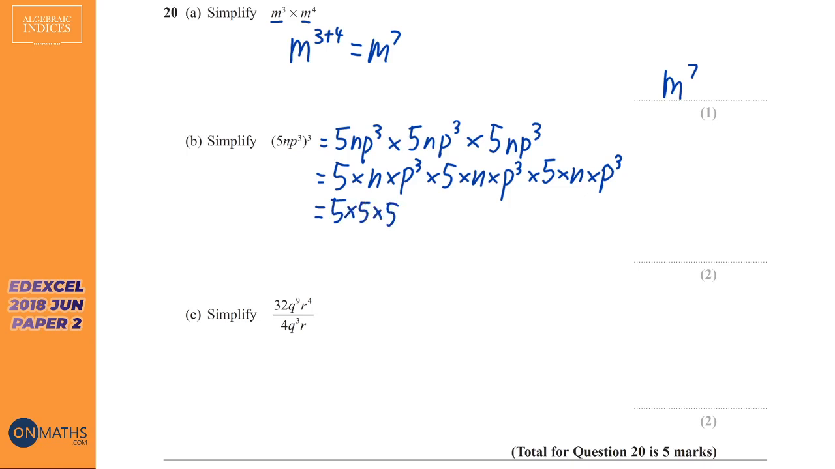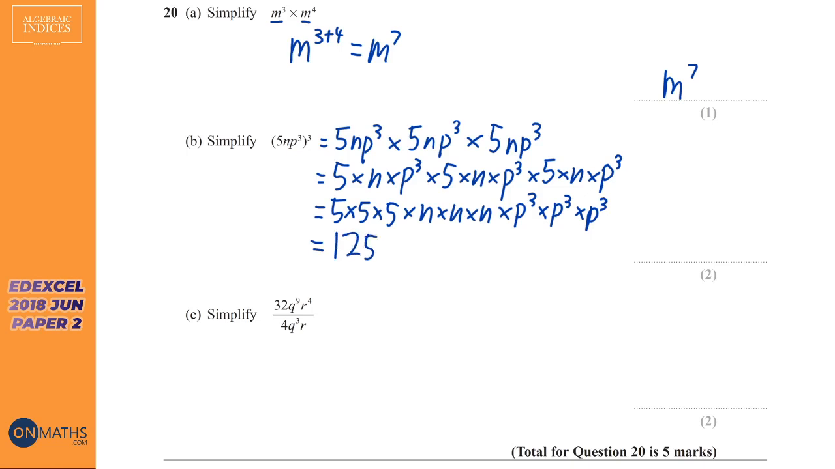We're going to put the n's together. So it's going to be n times n times n. And we're going to put the p's together. So p cubed times p cubed times p cubed. So 5 times 5 times 5, and this is a calculator paper, so you could just quickly do it on a calculator, but you should know it's 125.